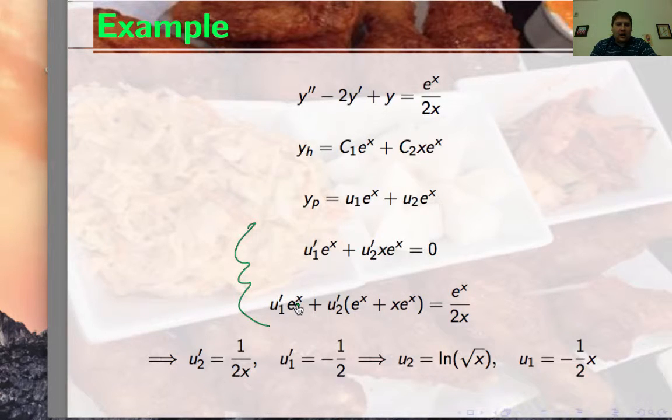Okay, and so that was, I forget what step we're on now, 3, I guess. So step 1 was find the homogeneous solution. Step 2 was make your ansatz for yp. Step 3 was to set up the system and solve it. That's what we just did. And now step 4, we integrate.